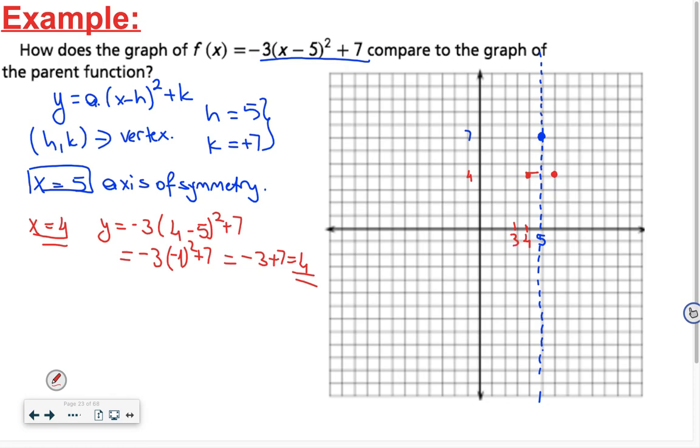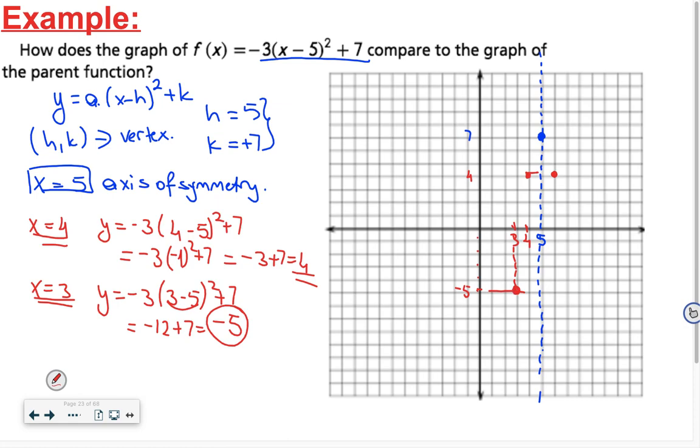Let me give one more point, which is 3. If you substitute x is equal to 3, you will get what? Y is equal to negative 3 times (3 minus 5) squared plus 7, which will be equal to, this is going to be negative 2 squared, which is positive 4, times negative 3 is negative 12, plus 7, which is equal to negative 5. Which means that if x is equal to 3, y is equal to negative 5. Negative 1, negative 2, negative 3, negative 4, negative 5. So this is negative 5. This is going to be 3.